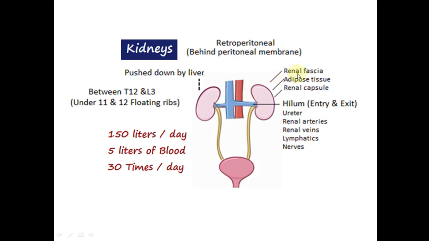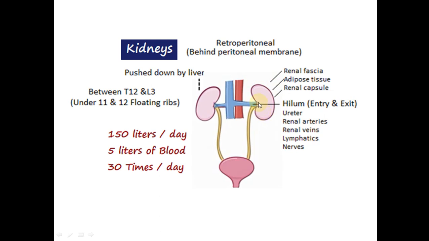The outermost is the renal fascia, which is a layer of dense connective tissue. Then the middle layer is the adipose tissue layer made of fats, which protects the kidney from trauma, and the inner layer is the renal capsule, which gives the kidney its shape.